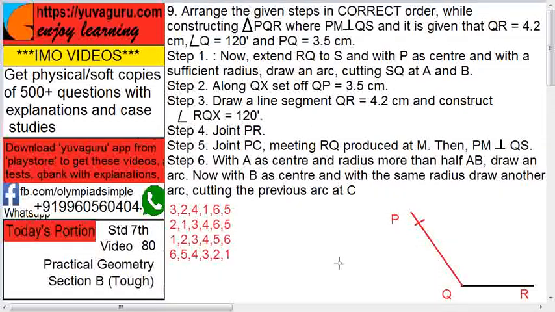See this, cut A and B. You'll have to cut this. Then with A as a center and more than AB as a radius, this. Then step 6. Then the last step is join PC and produce it at M. So that will be the last step. So important is your practice. It's very simple. Just take the compass and ruler and you'll get the answer.